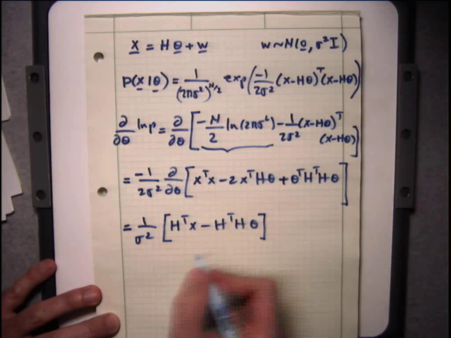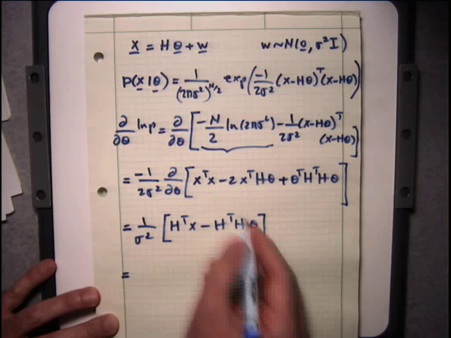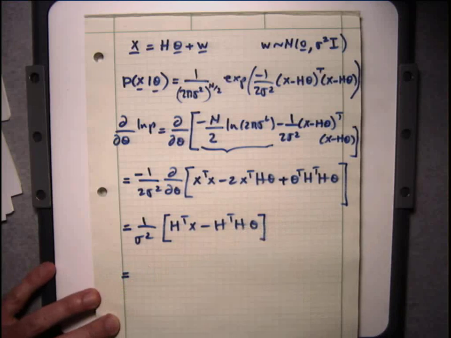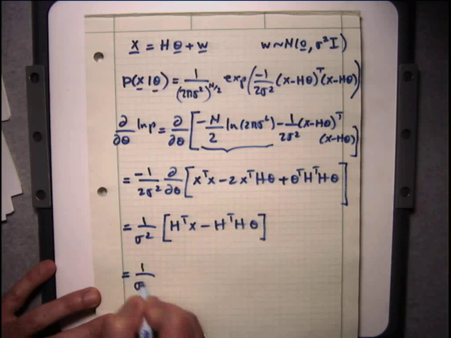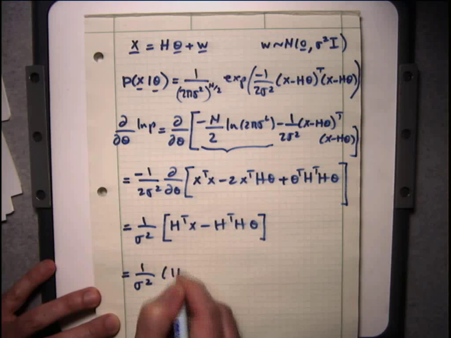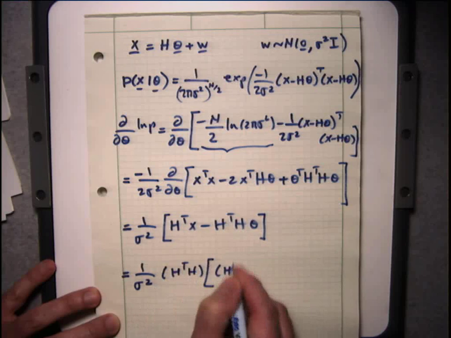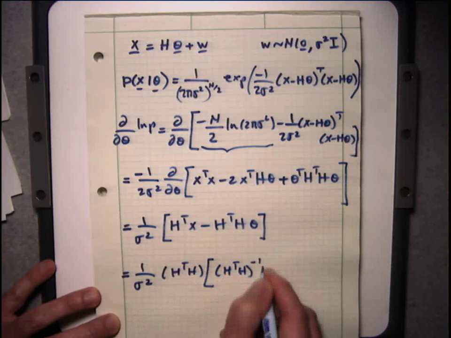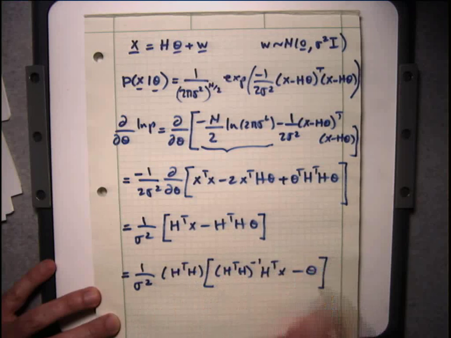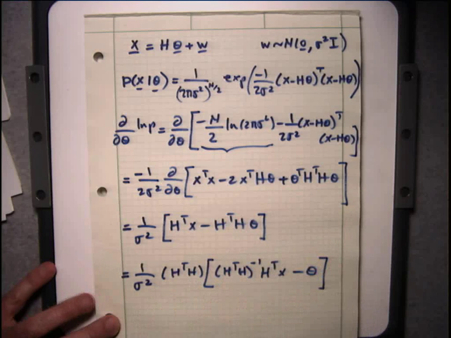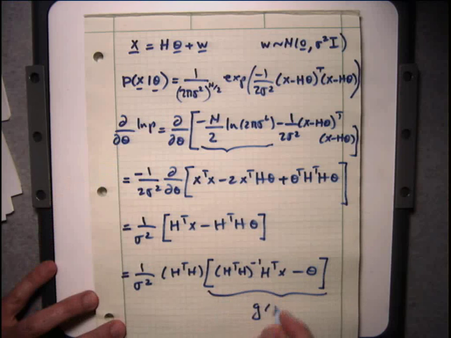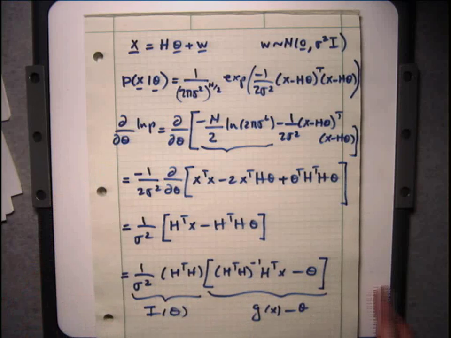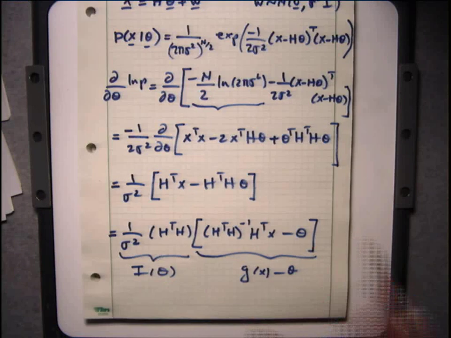And simplify one more step. If you extract this h transpose h by inverting it and pulling it out, you get 1 over sigma squared h transpose h times h transpose h inverse h transpose x minus theta. Okay? Now guess what happened? We wrote this derivative exactly as I of theta times g of x minus theta. So this is the formulation that we were kind of looking for.